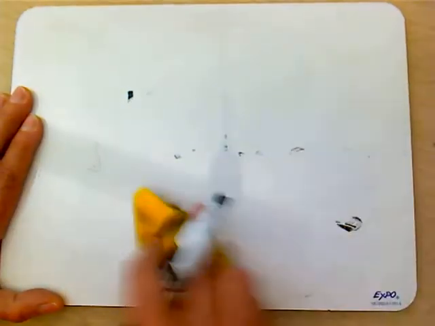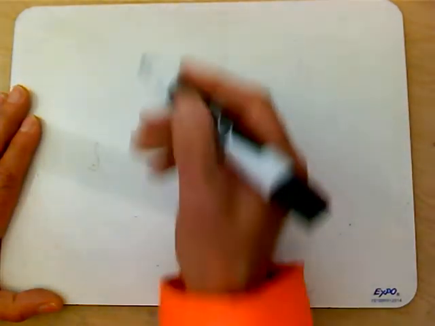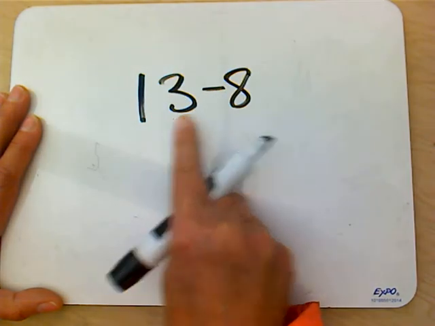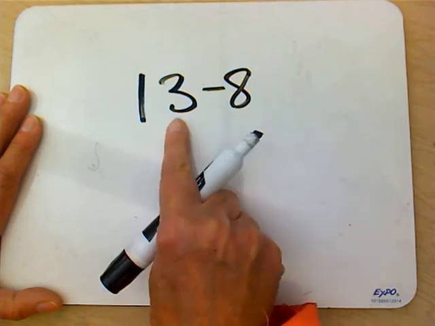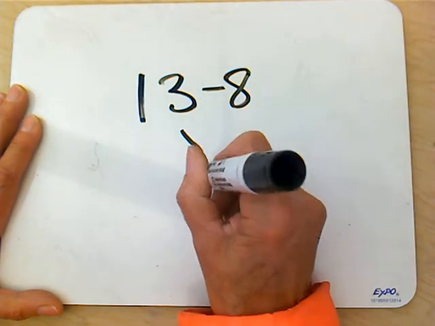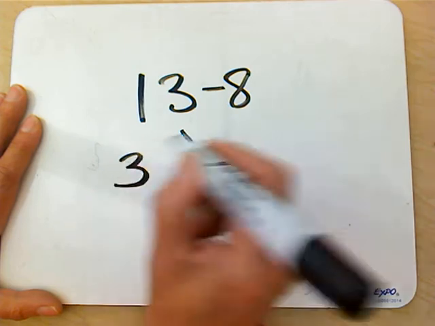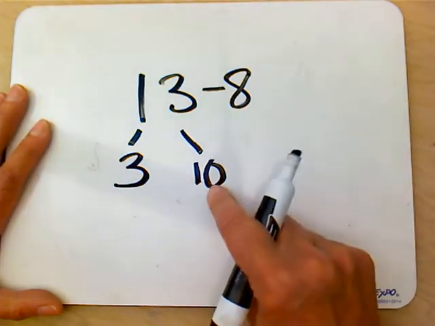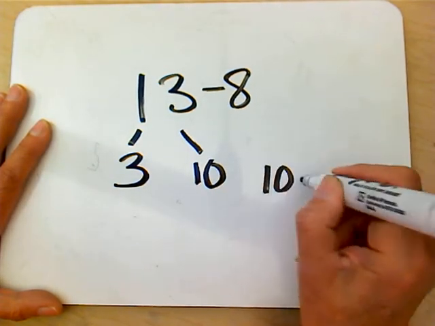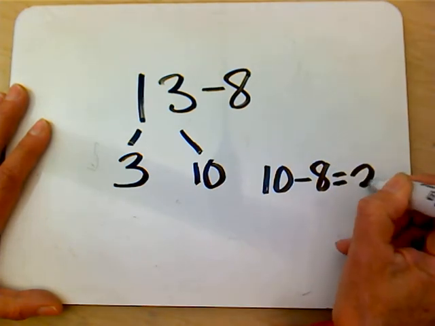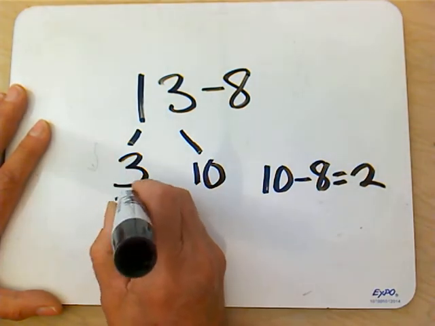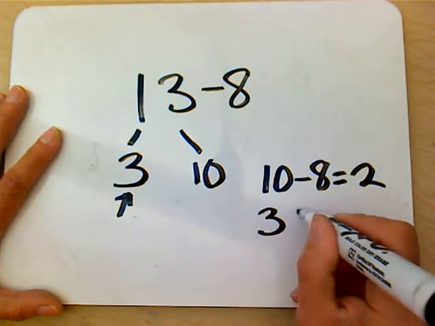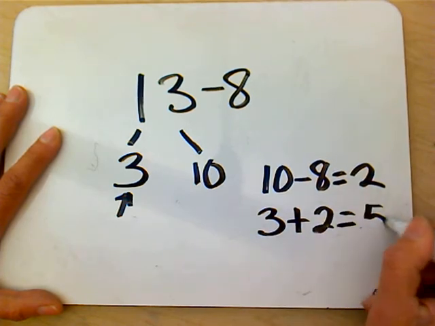All right, we're going to try one more of those. We're going to do 13 take away 8. Now I can't take 8 ones away from 3 ones, so I'm going to break out a group of 10. That leaves me with 3 for my number bond because 3 plus 10 is 13. Now I'm going to do the simple subtraction with 10 take away 8, which leaves me with 2. I still need to take care of that 3 and add it to the 2 that was the difference here. So 3 plus 2 equals 5.